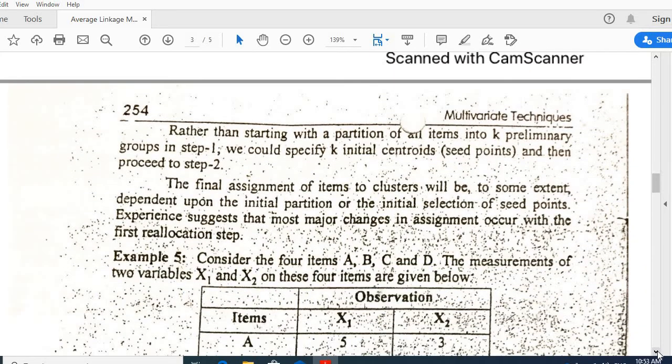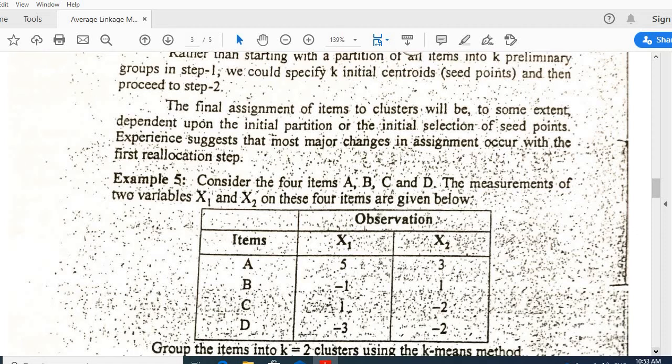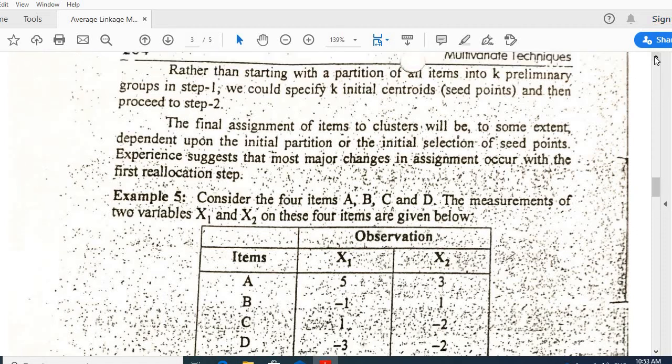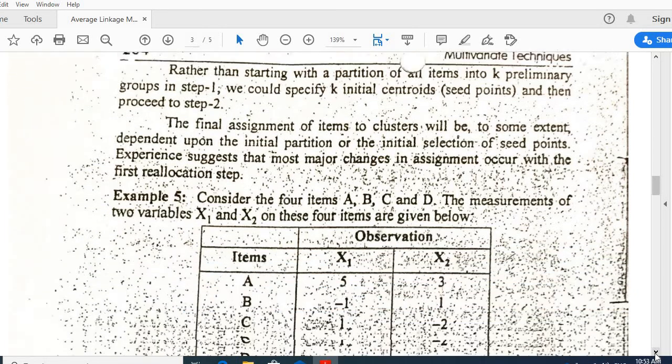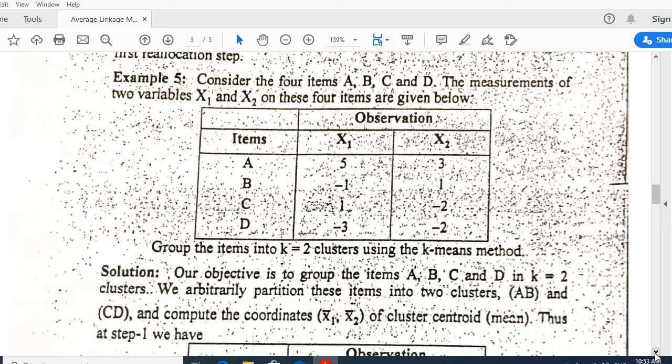Now come on to another example. It is given in the book of Dr. Khalid Mahmood, and listen to the example. Consider the four items A, B, C and D. The measurements of the two variables x1 and x2 on these four items are given below.